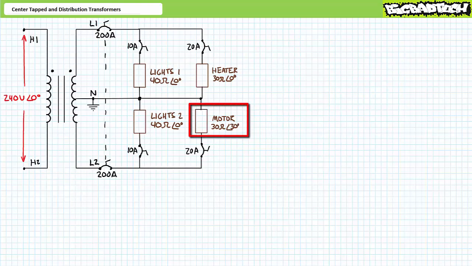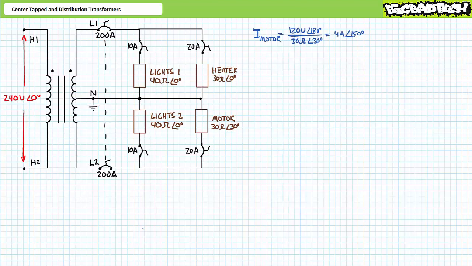Let's say a motor modeled as a 30 ohm at an angle of 30 degrees complex impedance and protected by a 20 amp circuit breaker on L2 turns on. As previously, the presence of the motor in no way, shape, or form affects the two lighting loads nor the heater. The lights continue to draw 3 amps of current out of phase with one another and each consume 360 watts of power. The heater continues to draw 4 amps of current and continues to consume 480 watts of power.